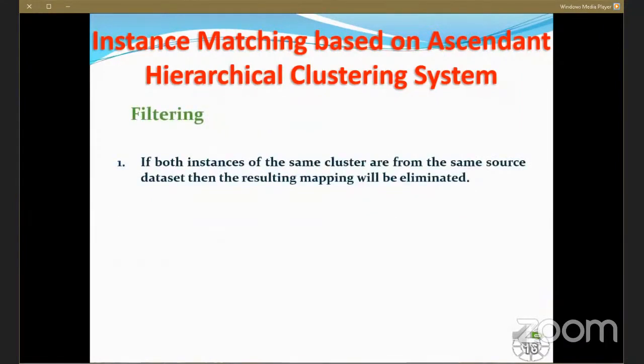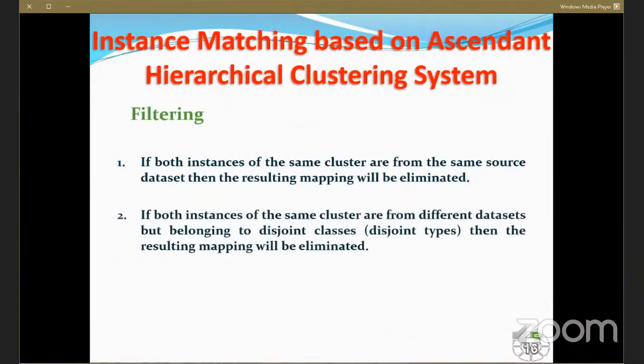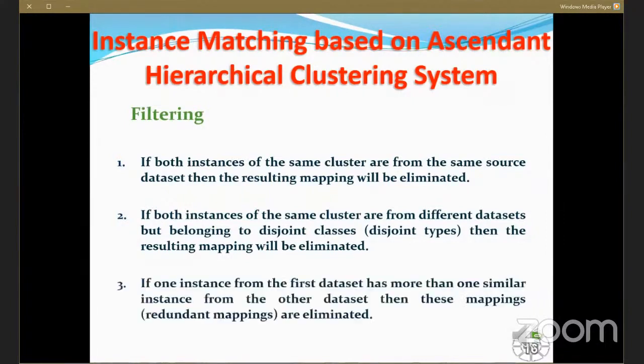Firstly, if both instances of the same cluster are from the same source dataset, then the resulting mapping will be eliminated. Then, if both instances of the same cluster are from different datasets but belonging to disjoint classes, then the resulting mapping will be eliminated. After that, if one instance from the first dataset has more than one similar instance from the other dataset, then these mappings are eliminated.